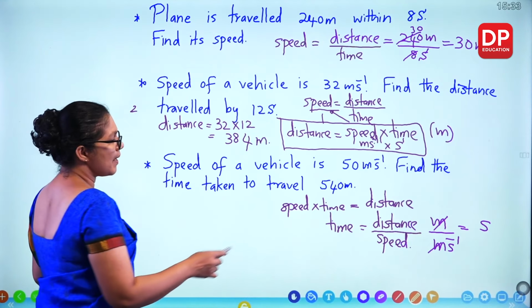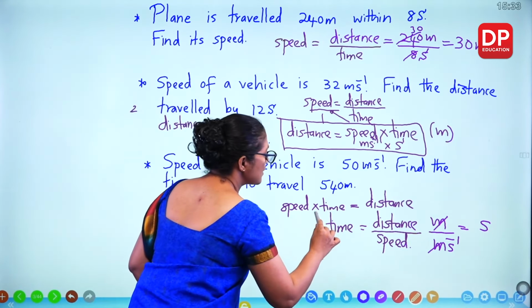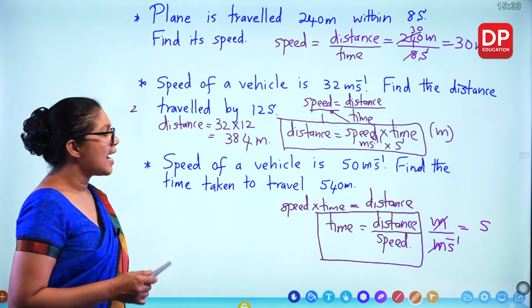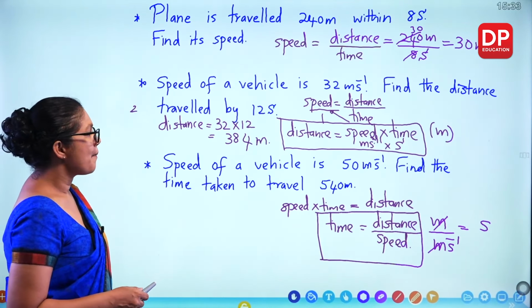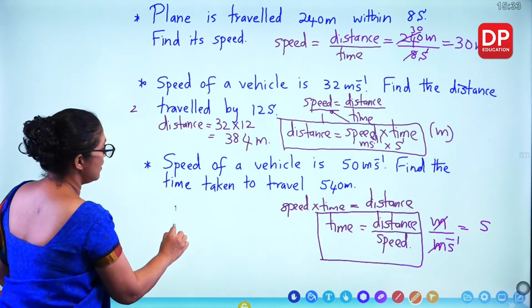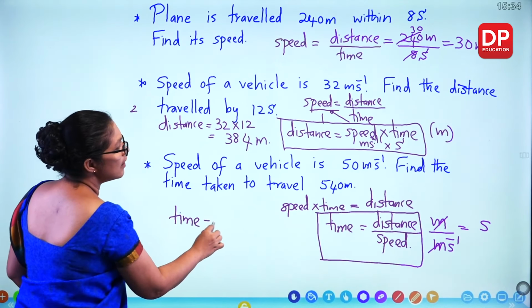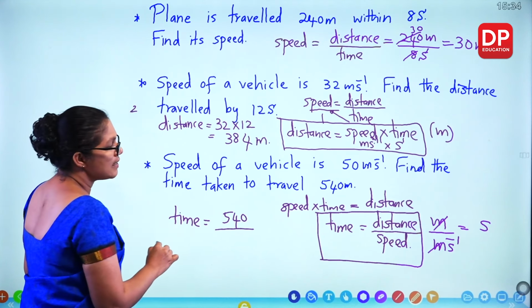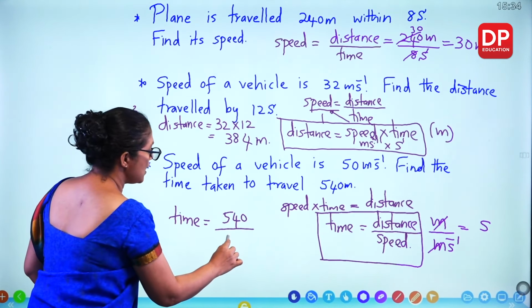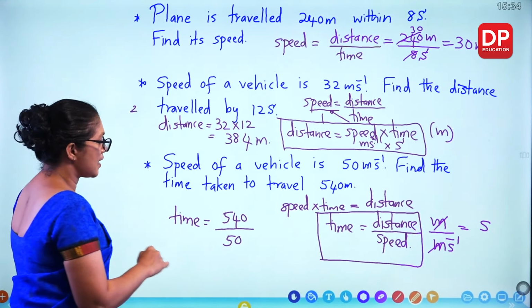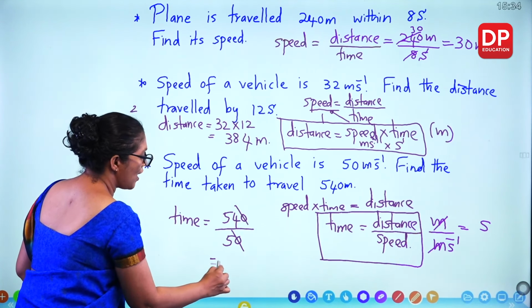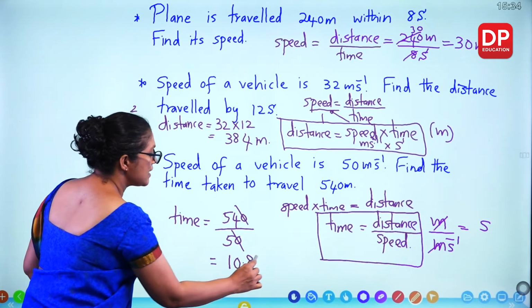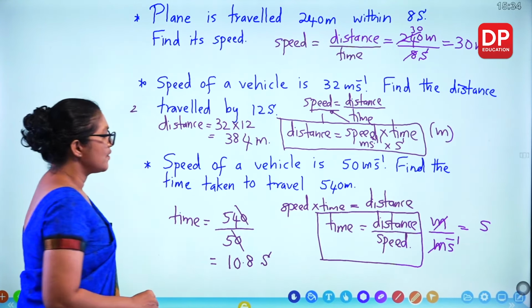Now we'll try to apply the formula. So this is the next formula. If we want time, make time the subject of the formula. So here you need time. Distance travelled is 540 meters, divided by 50 meters per second. So when you divide, you get 10.8 seconds for this question.